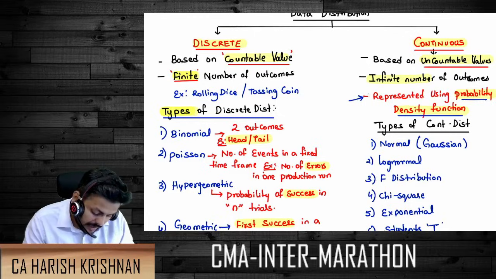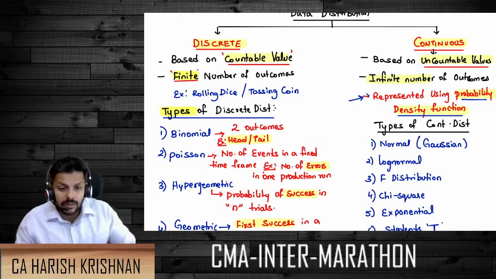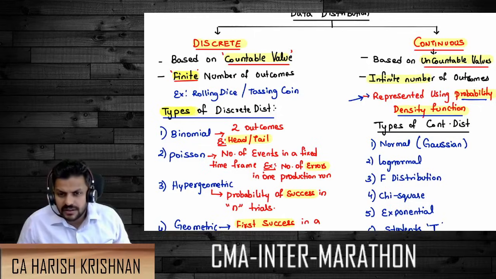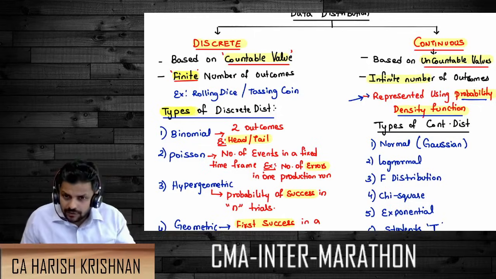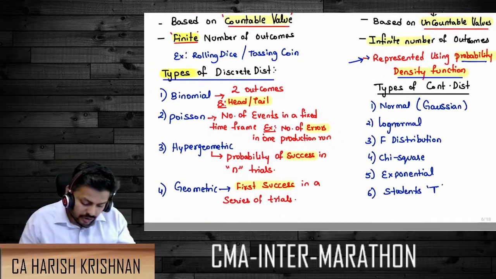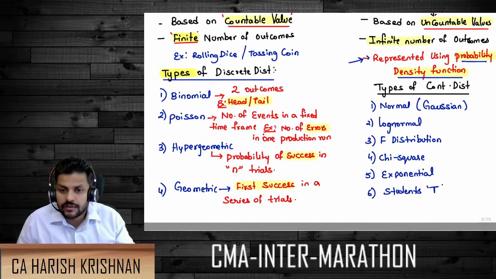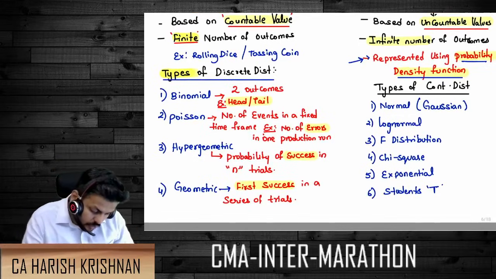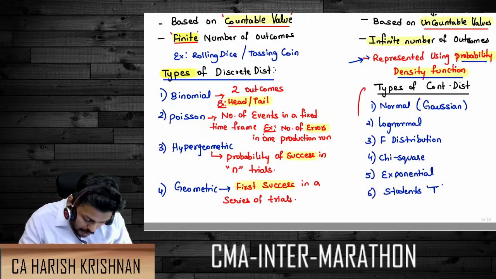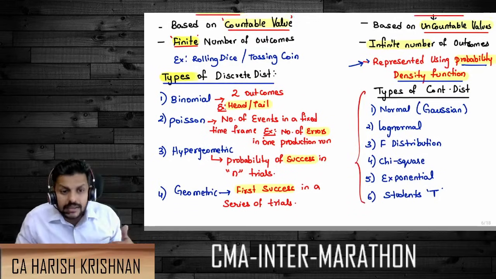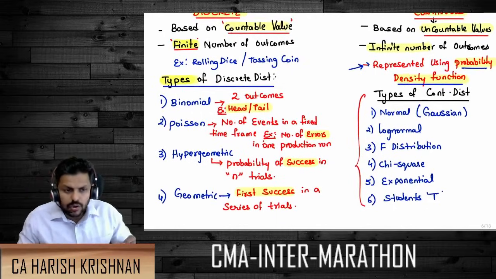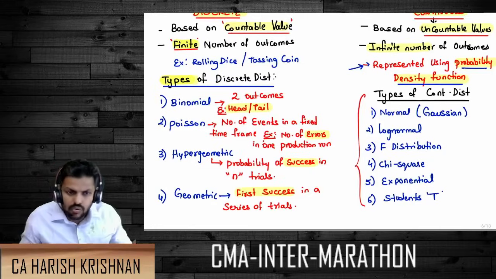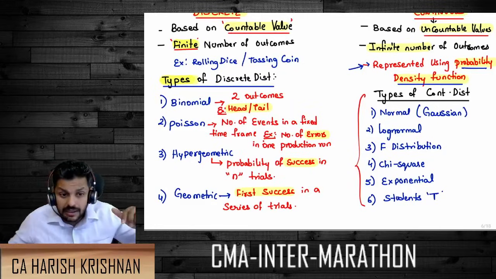Like, see what exactly will be the outcome. Some of those are what you studied. If you have gone through the syllabus, I've explained each of them: normal distribution, log normal distribution, F distribution, the chi-square distribution, exponential distribution, and student t distribution. These are all where the number of possible outcomes is infinite. So you don't exactly know what would be the one or two or three possibilities. There can be many.